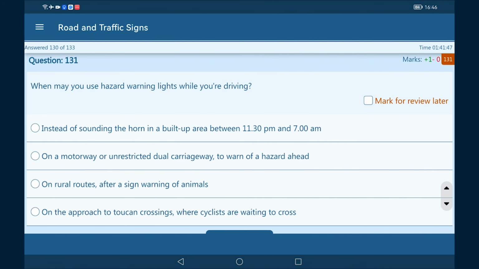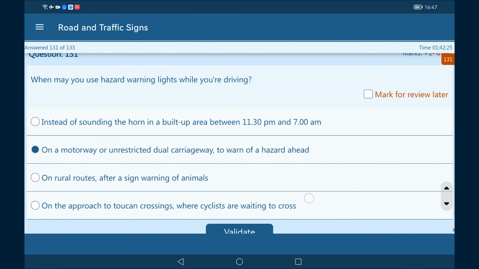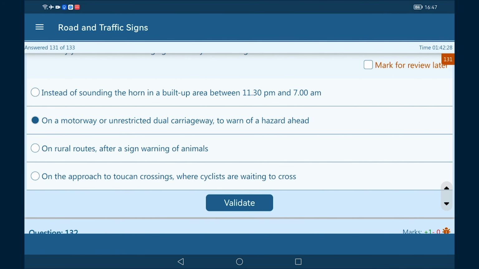131. When may you use hazard warning lights while you're driving? Option 1. Instead of sounding the horn in a built-up area between 11:30 p.m. and 7 a.m. Option 2. On a motorway or unrestricted dual carriageway to warn of a hazard ahead. Option 3. On rural routes after a sign warning of animals. Option 4. On the approach to Toucan crossings, where cyclists are waiting to cross. The correct answer is Option 2. That is, on a motorway or unrestricted dual carriageway to warn of a hazard ahead.